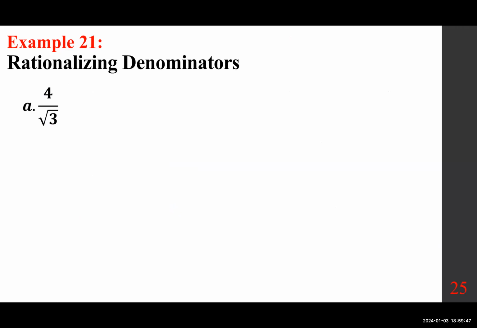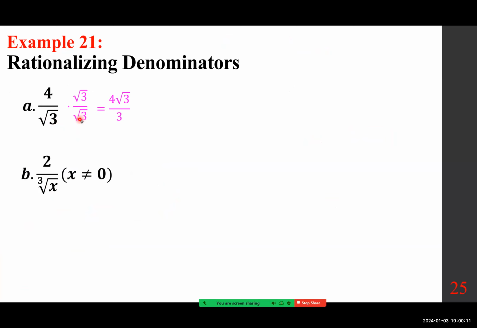Rationalizing denominators. How do we rationalize the denominators? If you recall, for a case like this, you just multiply by square root of 3 over square root of 3. These two, the product is 3, and the numerator is just 4 square root of 3, and you're done. The reason we multiplied it by square root of 3 is that it could take it out.